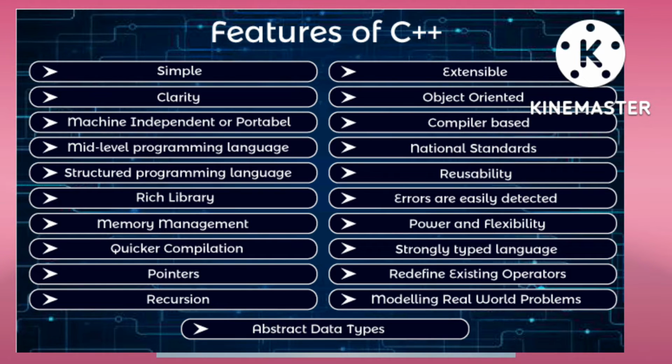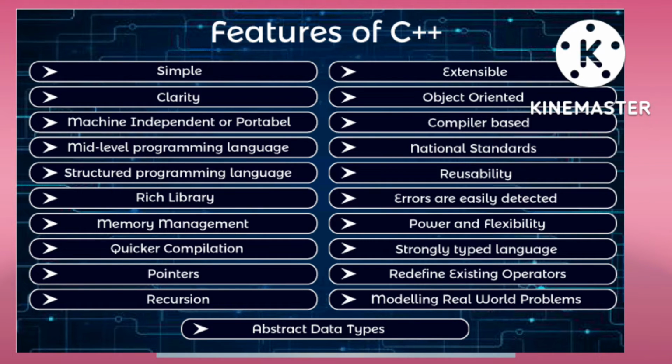Basically, there are three types of programming languages. First is low-level programming language, second is mid-level programming language, and third is high-level programming language. But C++ is the mid-level programming language. Then the fifth feature is that it is a structured programming language. C++ is a structured programming language.